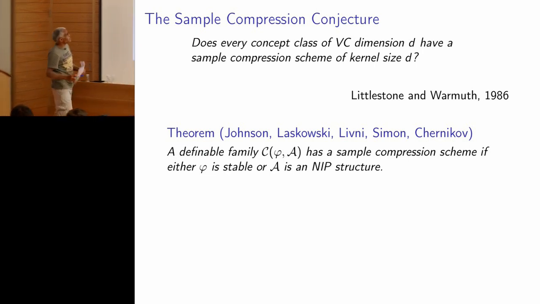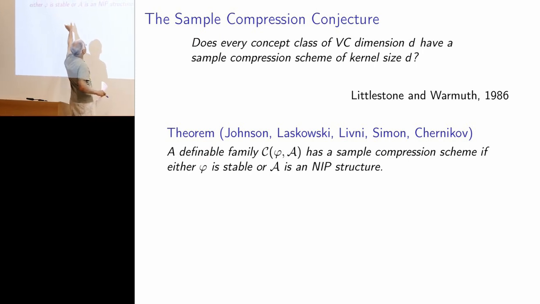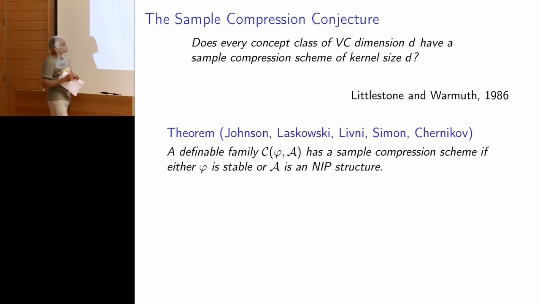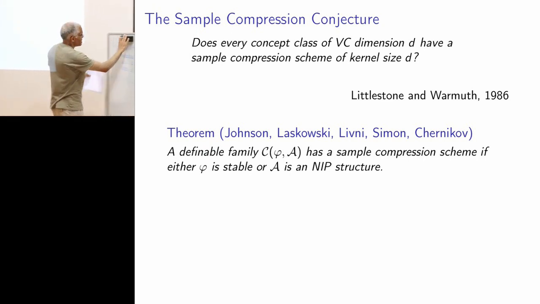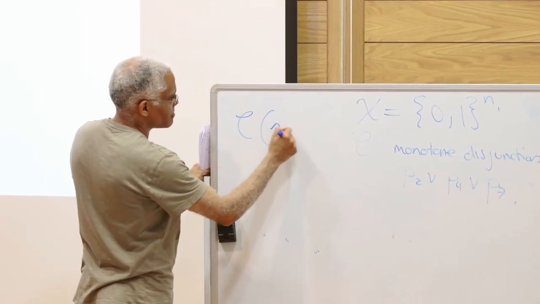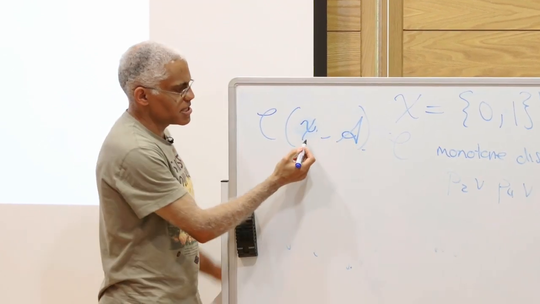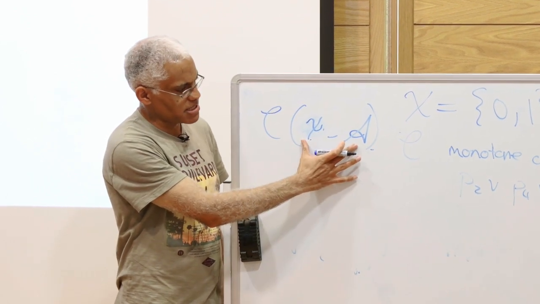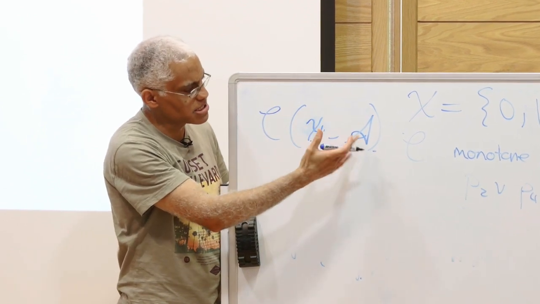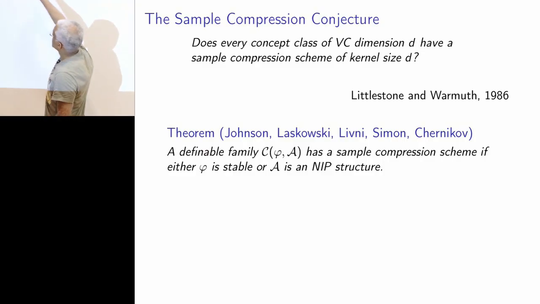schemes. So there is a sample compression scheme if either the formula is stable, or A is a so-called NIP structure. Let me just say what it means for A to be an NIP structure. A is an NIP structure if for every formula, the VC dimension of this concept class is finite. An example of an NIP structure would be, as we've seen, the reals with addition and multiplication. The VC dimension of every definable concept class is finite. And if it's like this, then there's a compression scheme.